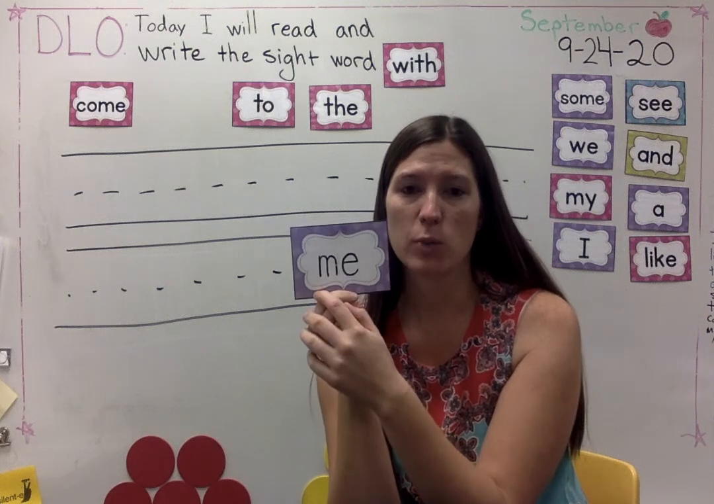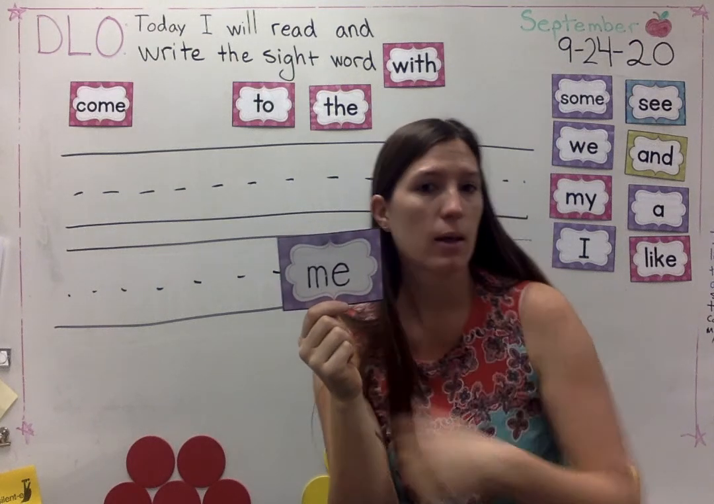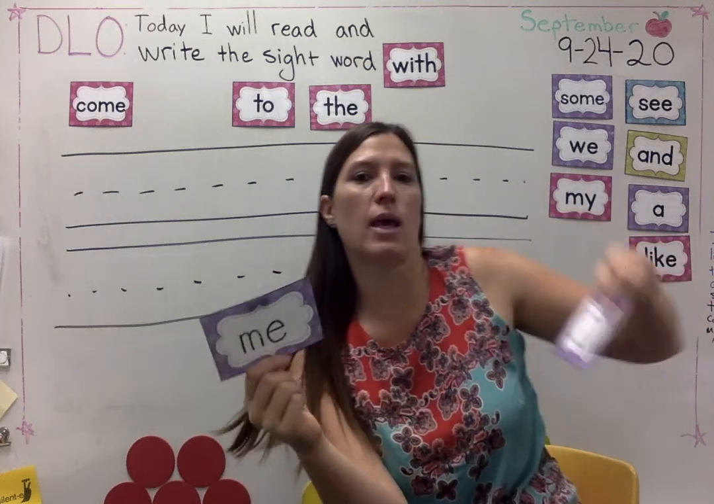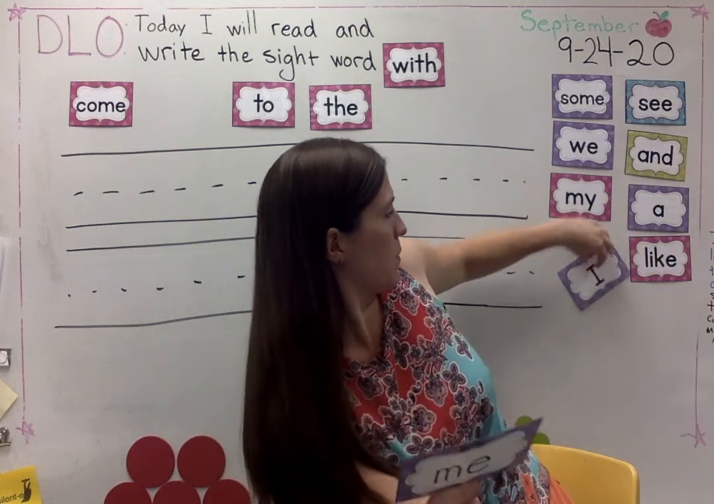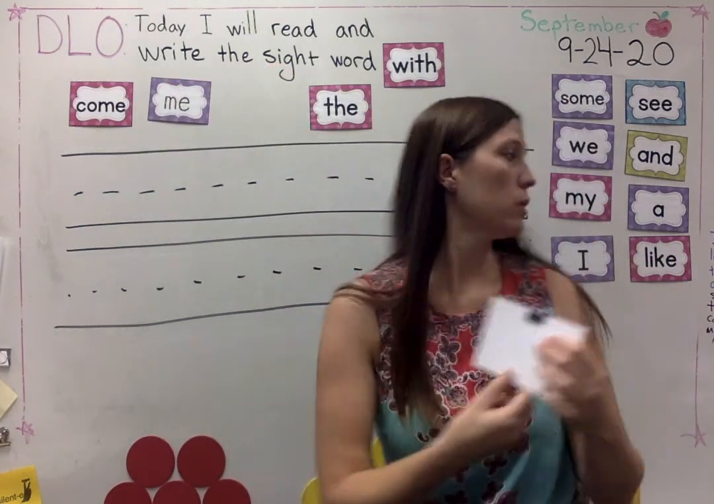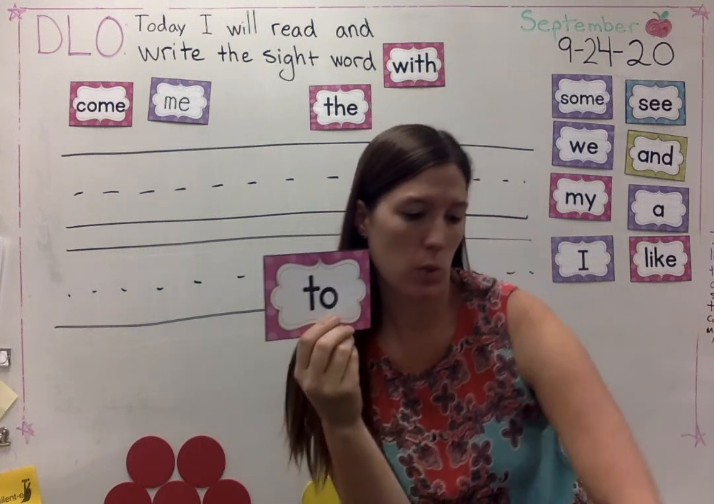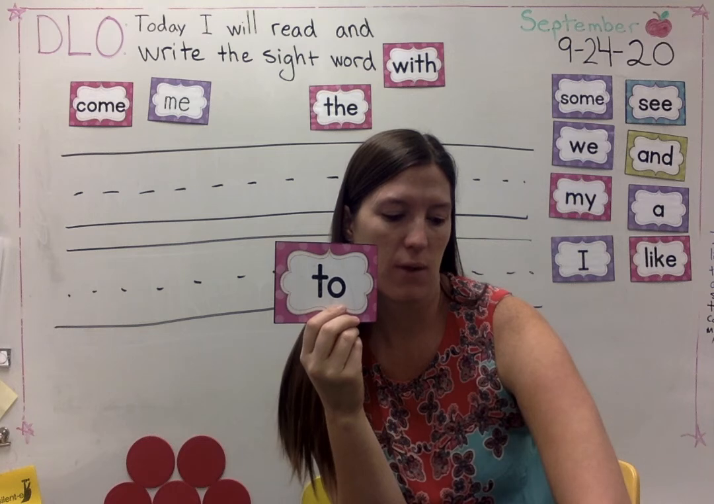Me, how do you spell me? M-E, me. The song is capital I spells I, and I is about me, M-E. We're using me today.